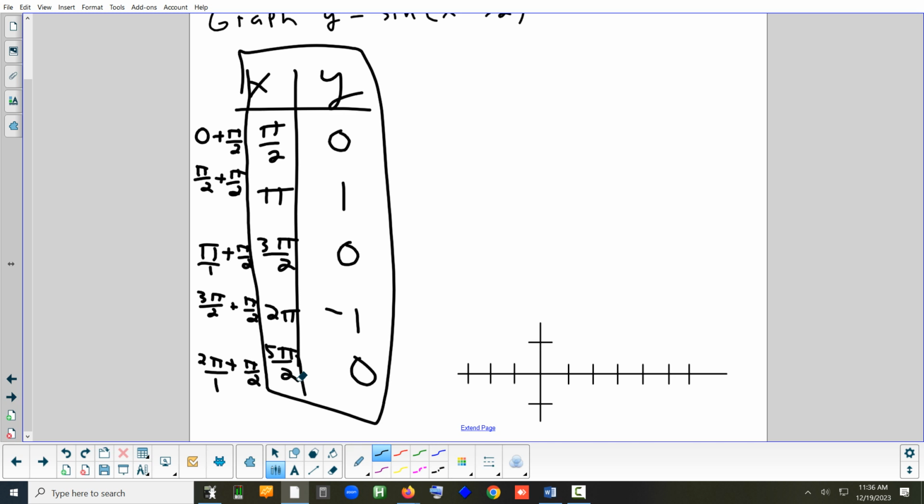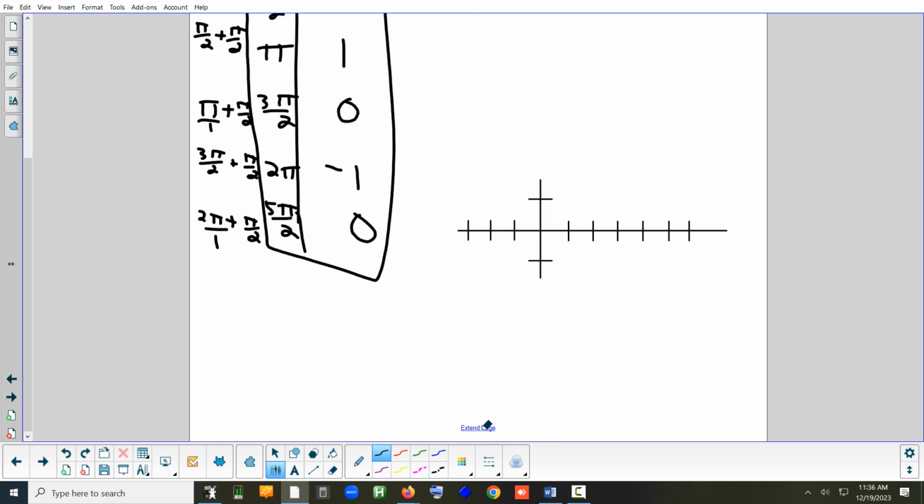Now, these original x values, 0, pi over 2, pi, 3 pi over 2, and 2 pi, are those all equally spaced? Yeah. How far apart were they all? Pi over 2. Now, we shifted every single one of them the same amount over to the right. So are they still equally spaced? Yes. Since they are equally spaced, I'm going to use them as my labels on my tick marks. So the first one's going to be 0, pi over 2, pi, 3 pi over 2, 2 pi, and 5 pi over 2. So I just labeled each tick mark, and you can use those labels because they are equally spaced.